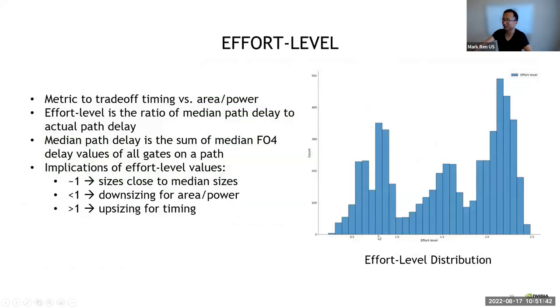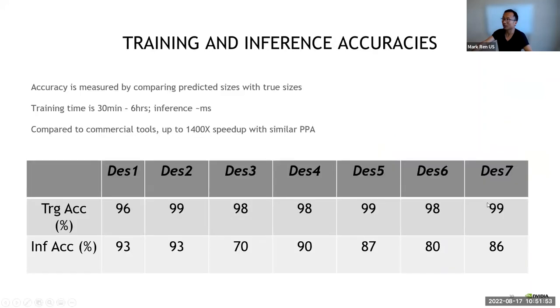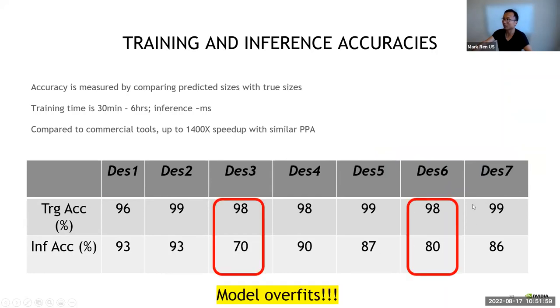And here we're showing what it looks like in a real design: the effort level has a certain distribution. Actually, I want to speed up, so I'm going to skip all this. It just shows this works better than commercial tools and so on. Better, more accuracy.